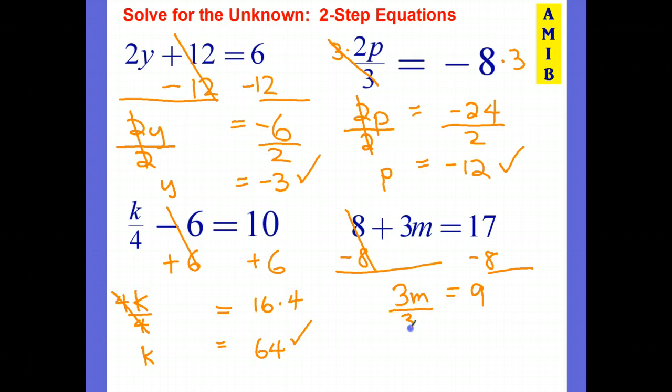And the last step to solving the equation, the opposite of multiplying by 3 is dividing by 3. And the solution to this one is m equals 3. Again, a quick check. 3 times 3 is 9. 8 plus 9 is 17. So there are 4 examples of two-step equations.